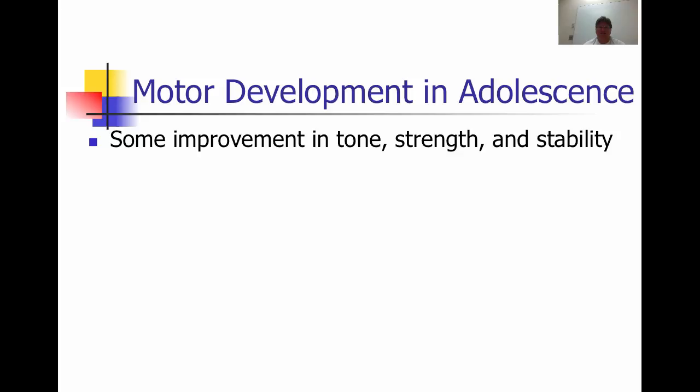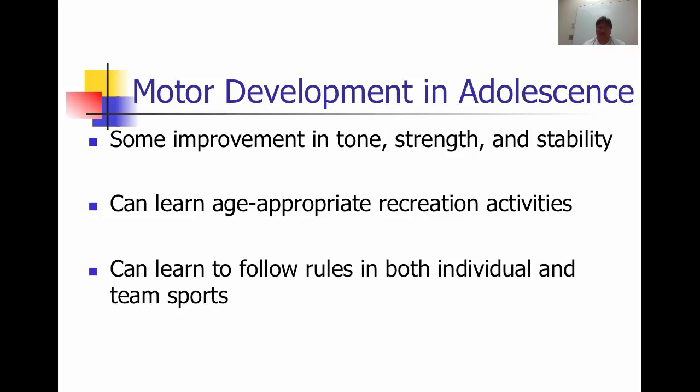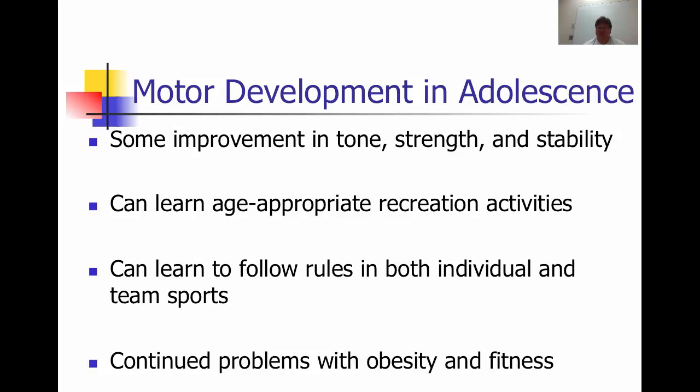As they move into adolescence, we see some improvement in tone, strength, and stability. They can learn age-appropriate recreational activities, which is what you hear when you speak to the parents of children with Down syndrome about their IEPs, or individualized education plans. They often want their children to learn and have the skills to engage in recreational activities. They can follow rules in both individual and team sports. However, we see continued problems with obesity and fitness. So getting these children moving, physically active, and eating the right foods and following good nutritional plans is quite important.